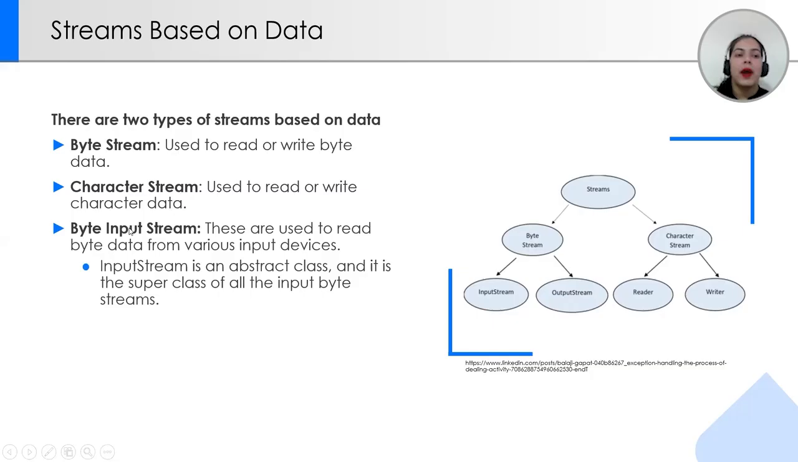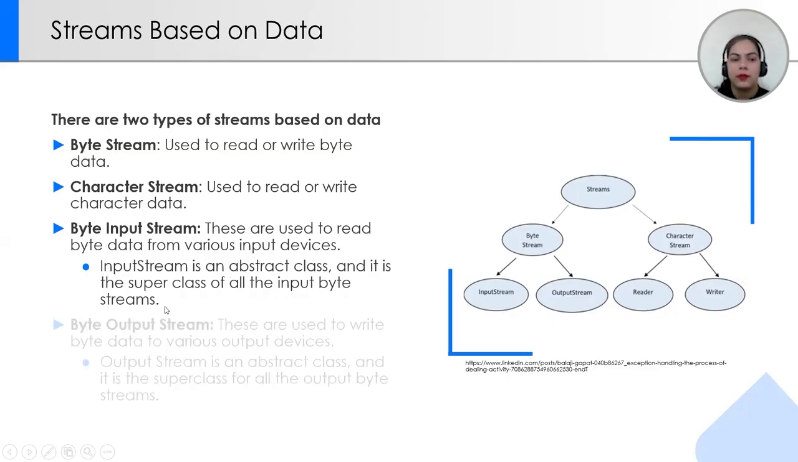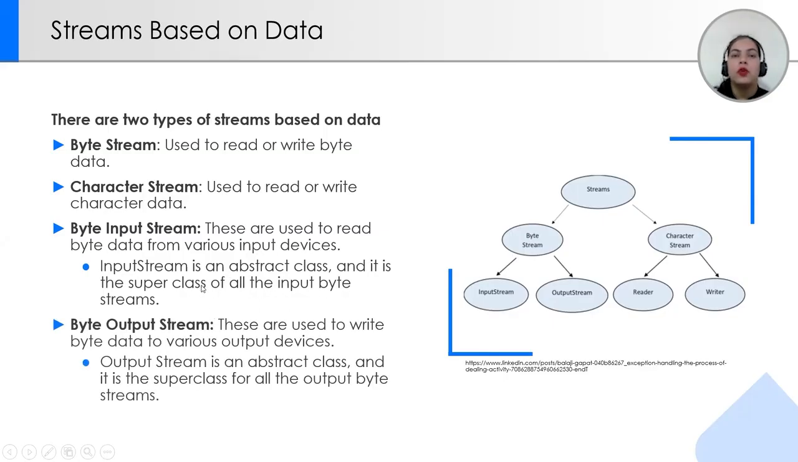Now, byte input streams are used to read byte data from various input devices. InputStream is an abstract class and it is the superclass of all the input byte streams. In the same manner, byte output streams are used to write byte data to various output devices, and OutputStream is also an abstract class and the superclass of all the output byte streams.